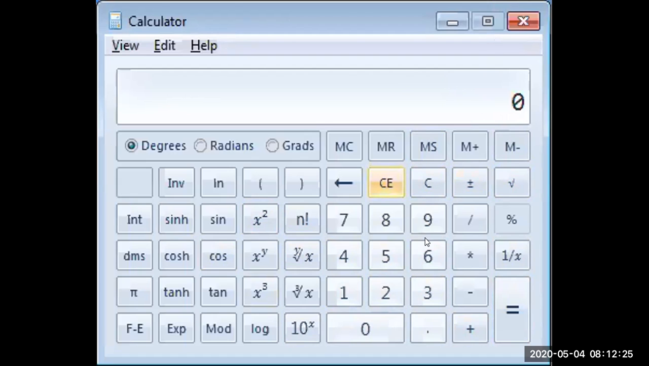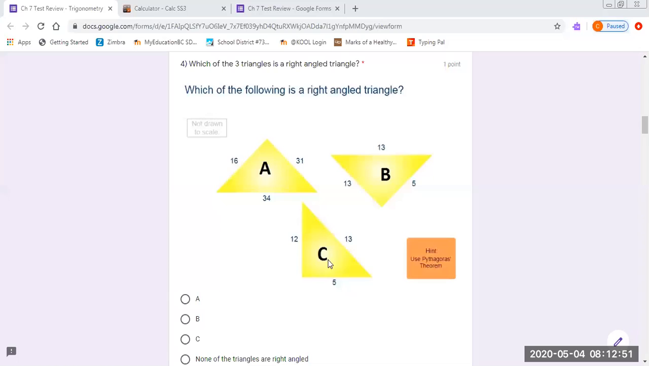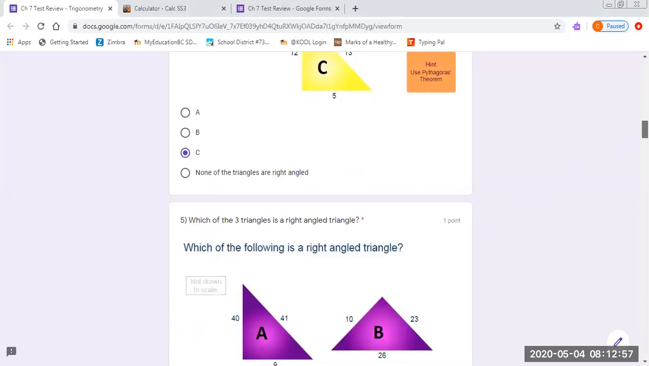Now let's take a look at triangle C. Triangle C means that we need to take the two side lengths, the two legs, 12 squared and 5 squared. And if these two collectively add up to something that when we take the square root gives us 13, which it does, then that must have been a right angle triangle. So if I come back here, the answer would be C, because this is the only one that was the right angle triangle. So I click C, and that would be the correct answer.